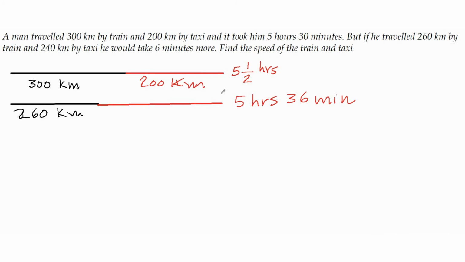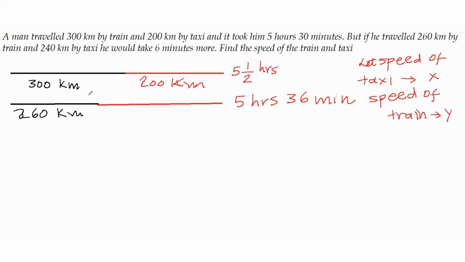Okay, so now we need to find the speed of the train and taxi. Those are going to be our variables. So let's assign the variables first. Let the speed of the taxi be say x, and the speed of the train be y, right? So these are the two variables that I have assigned.